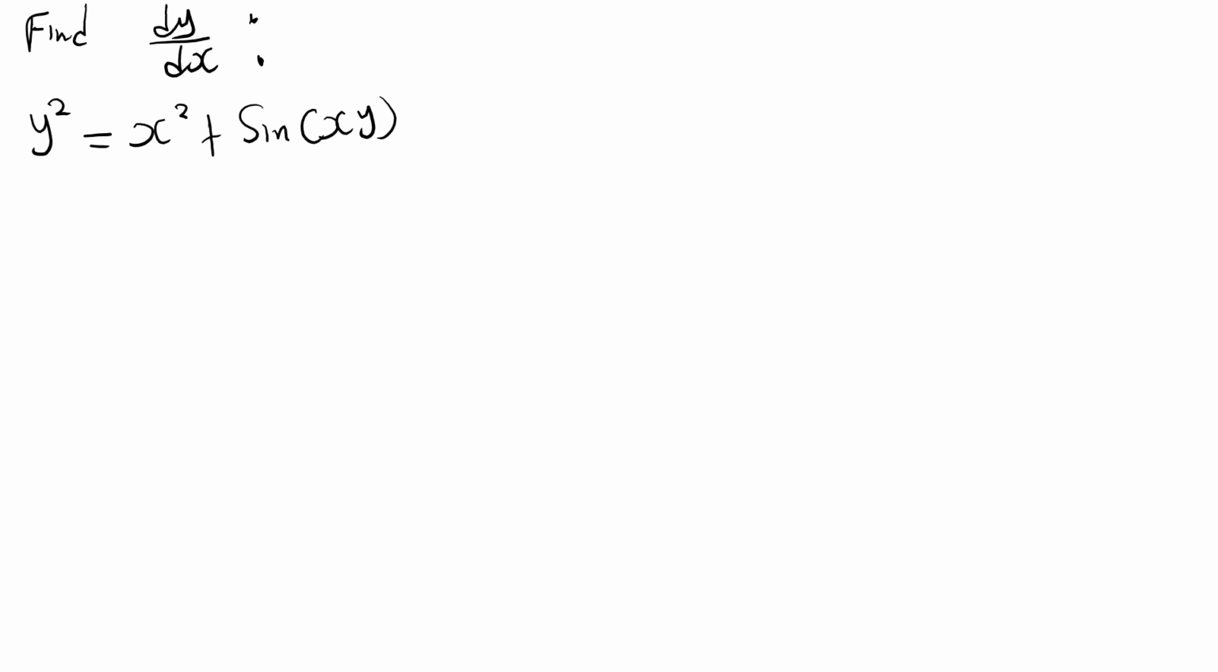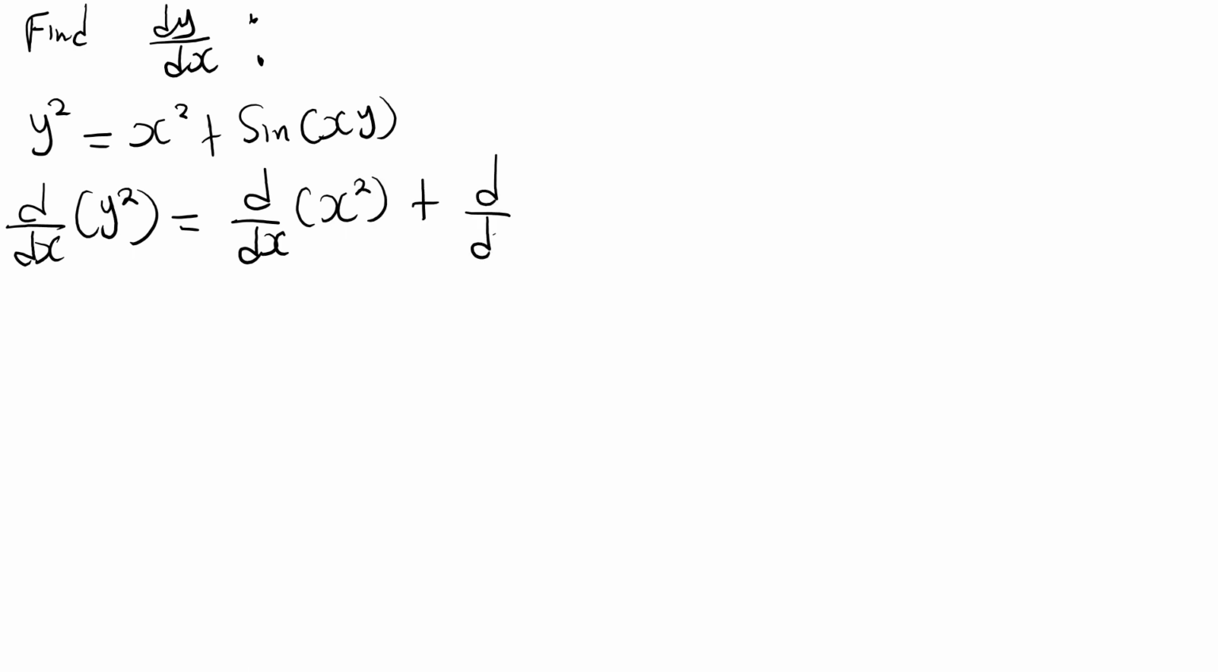In implicit differentiation, we are going to differentiate every term that we have in our equation. So I'll start by differentiating y squared, and then I differentiate x squared, plus I also differentiate sine of xy. These are the steps that we use in implicit differentiation.